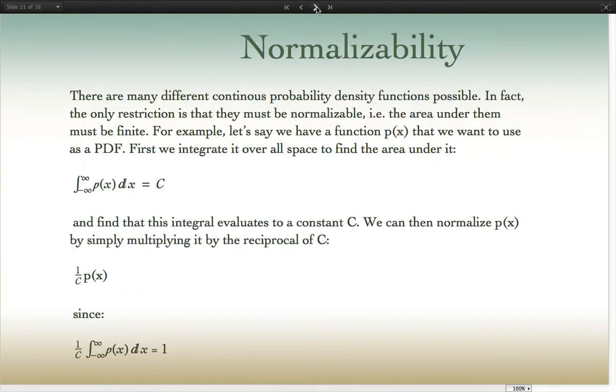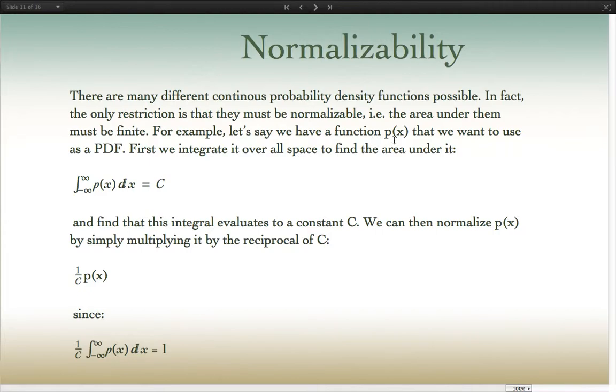Now let's talk about normalizability. The requirement for any function to be a PDF, or probability density function, is that it must be normalizable. It doesn't necessarily have to be normalized right out of the gate, but it has to be able to be normalized. What this means is if you integrate it over all space, it has to give you a finite value. For example, the function y equals x squared, if we integrate that over all space, doesn't converge to any value. It's infinite, because it just keeps growing. So y equals x squared does not work as a probability density function.